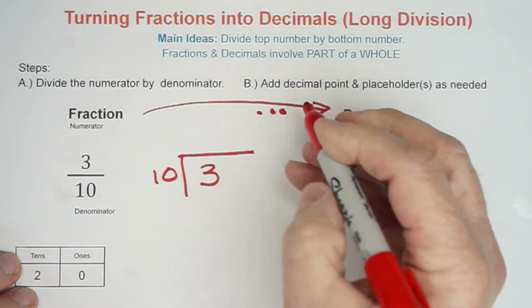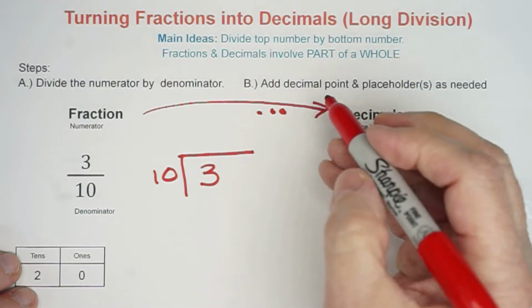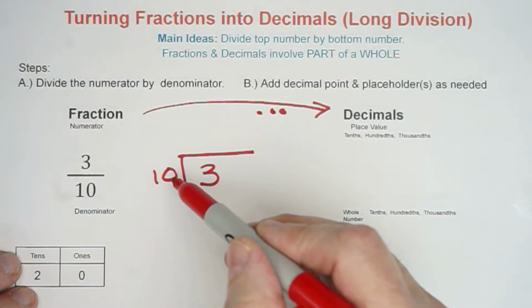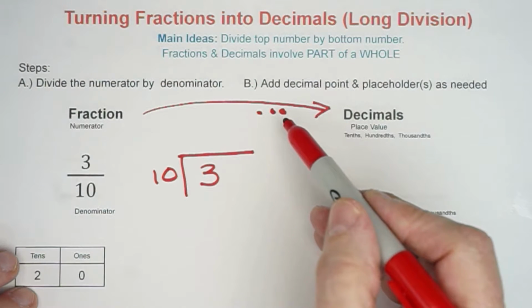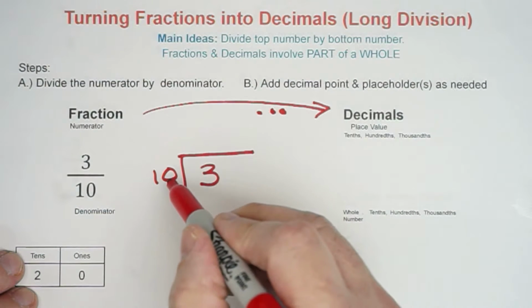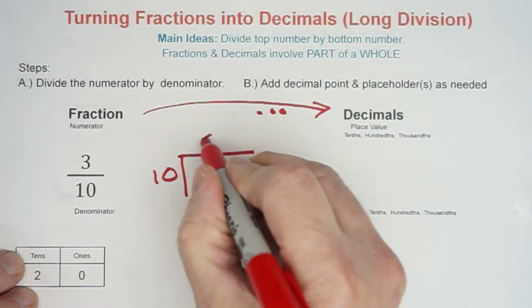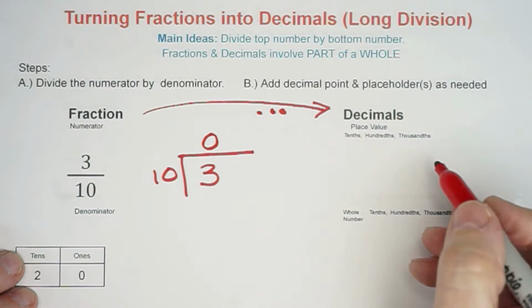If I have 3 cookies, right? And I say, well, do I have enough for 10 people? Well, no, 10 will not go into 3. So 10 goes into 3 a total of 0 times.